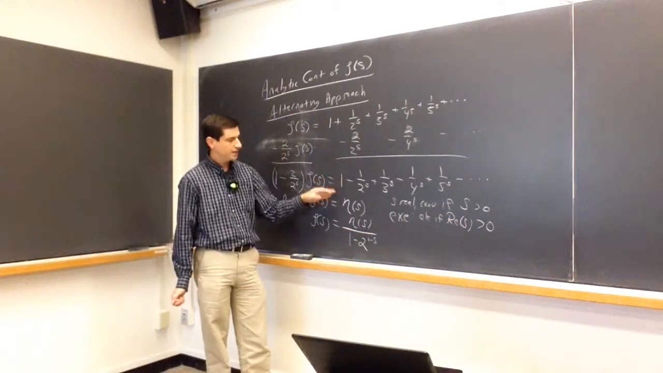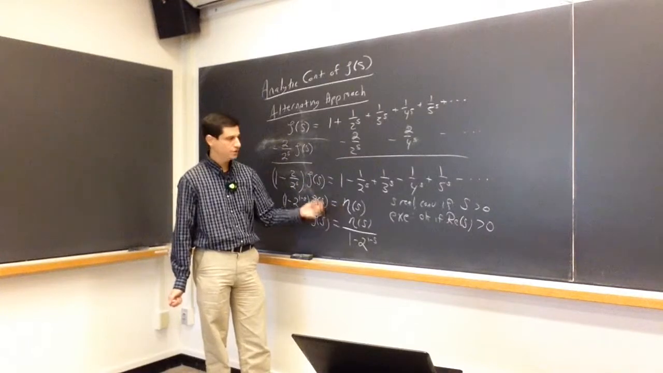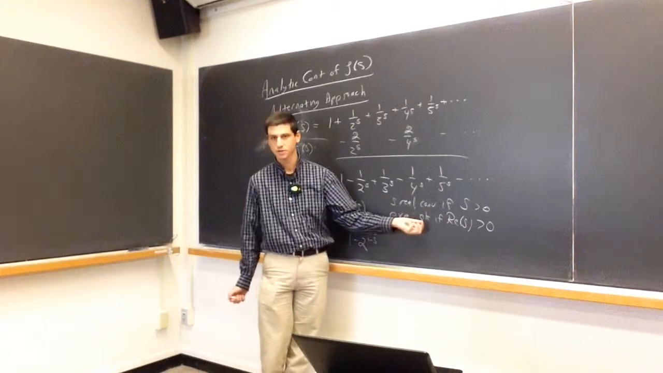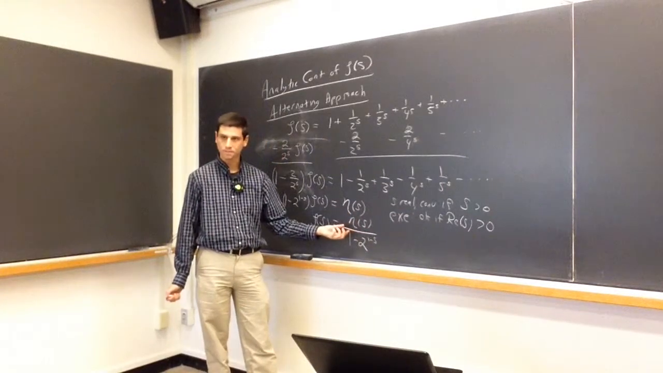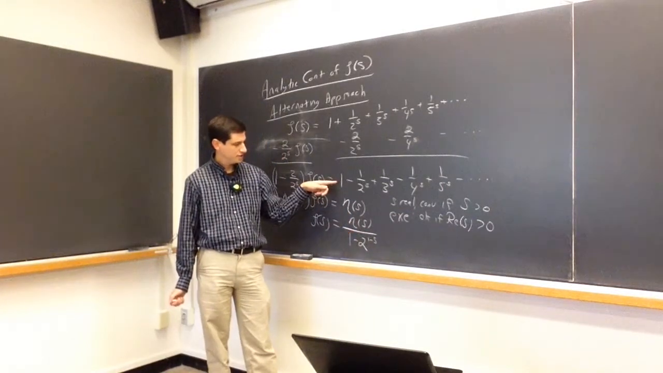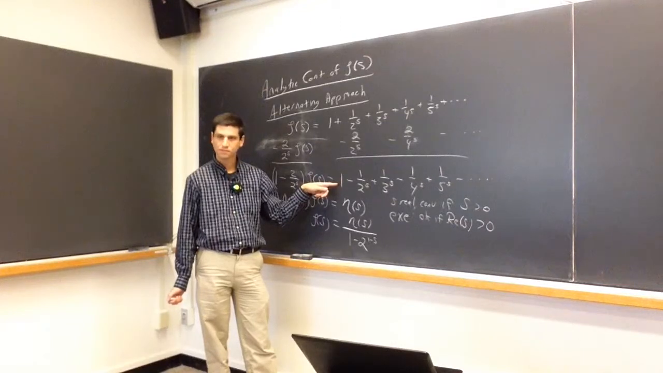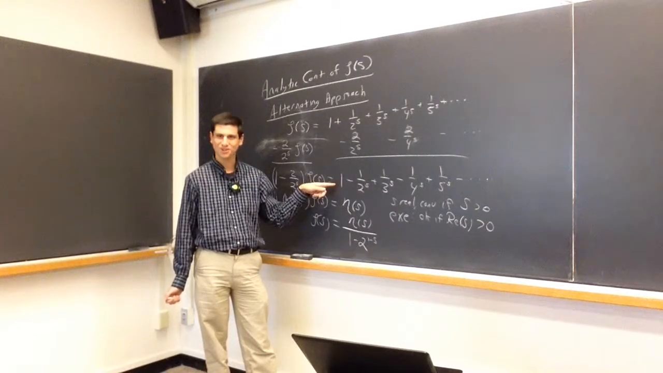This will give us an analytic continuation of the Riemann zeta function to the real part of s greater than 0. With a little bit of work, you can show that this has a pole at s equals 1. Does this series converge at s equals 1? Yes. Anybody know what it converges to at s equals 1?